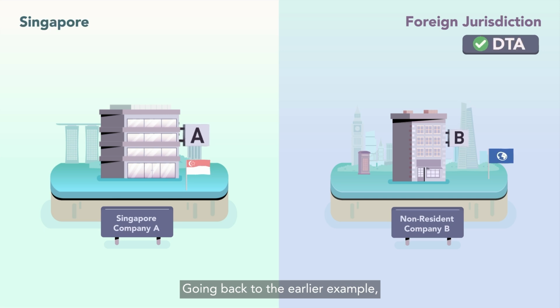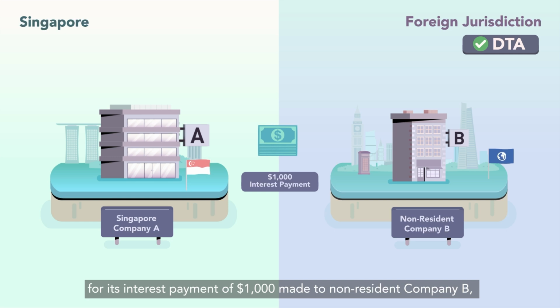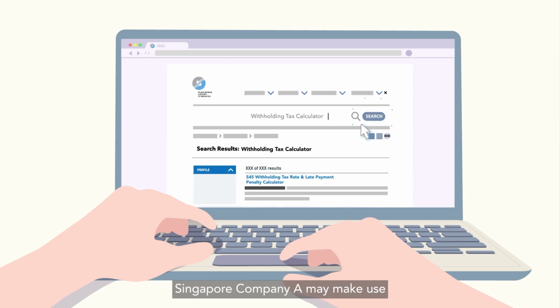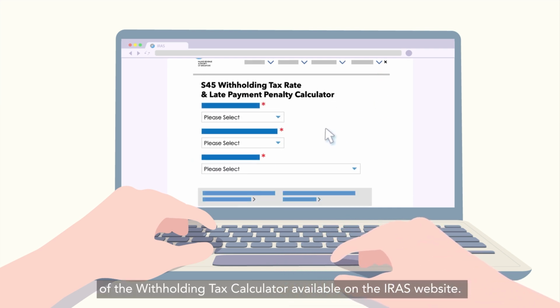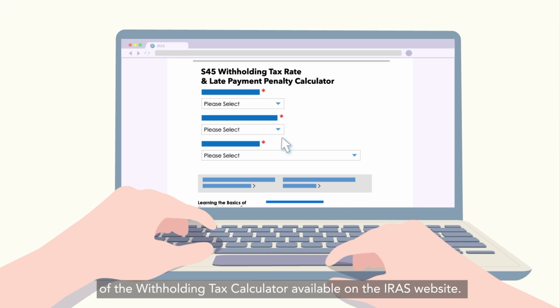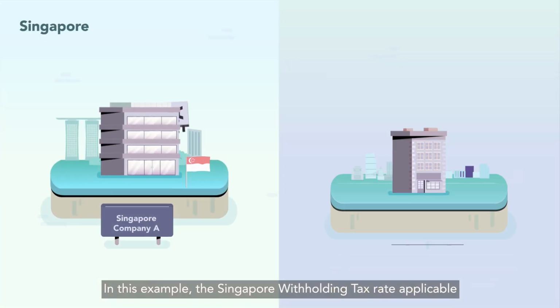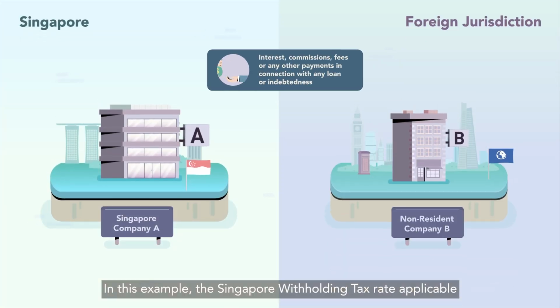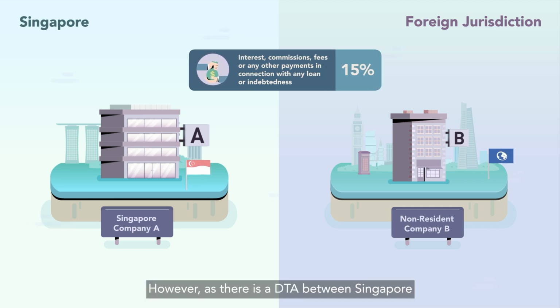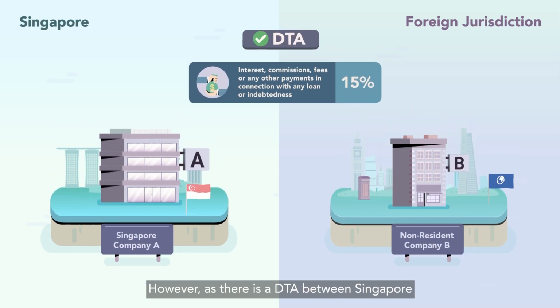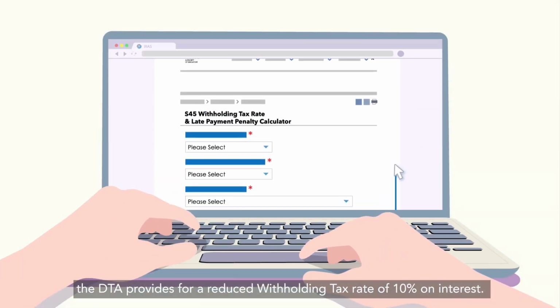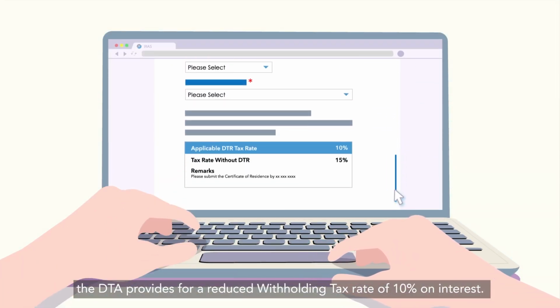Going back to the earlier example, in order to determine the applicable DTA tax rate for its interest payment of $1,000 made to non-resident Company B, Singapore Company A may make use of the withholding tax calculator available on the IRAS website. In this example, the Singapore withholding tax rate applicable for interest payments made to non-resident companies is 15%. However, as there is a DTA between Singapore and the jurisdiction where Company B is a tax resident of, the DTA provides for a reduced withholding tax rate of 10% on interest.